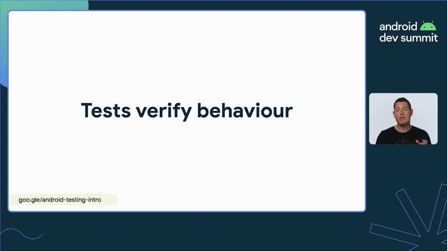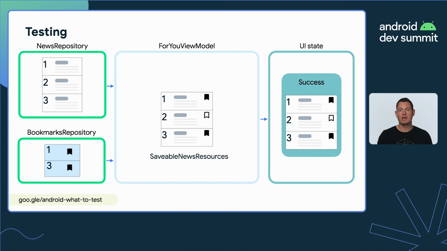We should add tests wherever there is logic, and one of the places there's a lot of logic is in our view model. As we've seen already, it combines data from two streams and converts it into UI state. Let's write a unit test to verify this behavior.